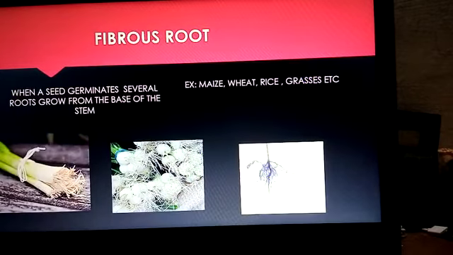Coming to the second one, that is fibrous root. When a seed germinates, several roots grow from the base of the stem. See in the pictures, children, we can see very small roots which have grown directly from the base, the end part of the stem, right? That type of root is called a fibrous root. Here are some pictures of plants having fibrous roots. So roots are classified into two different types, that is taproot and fibrous root.